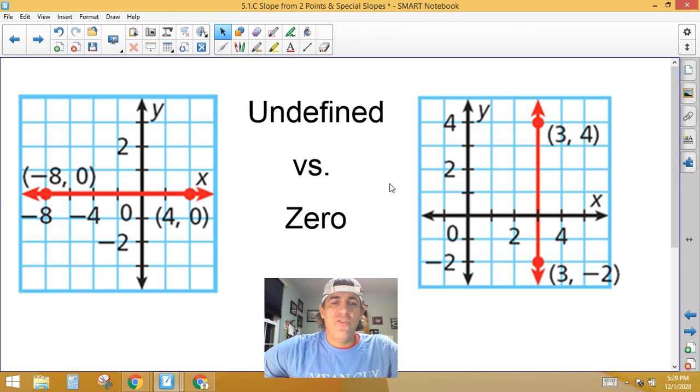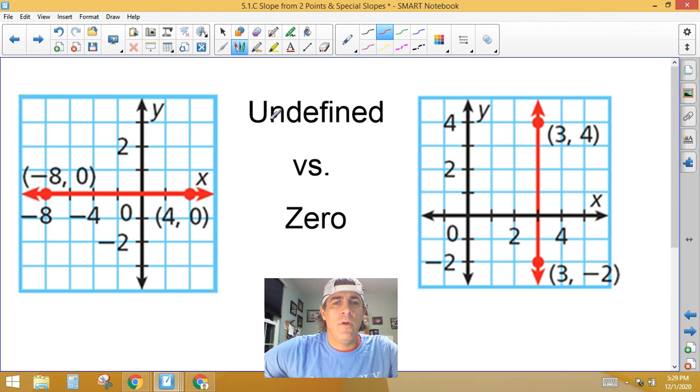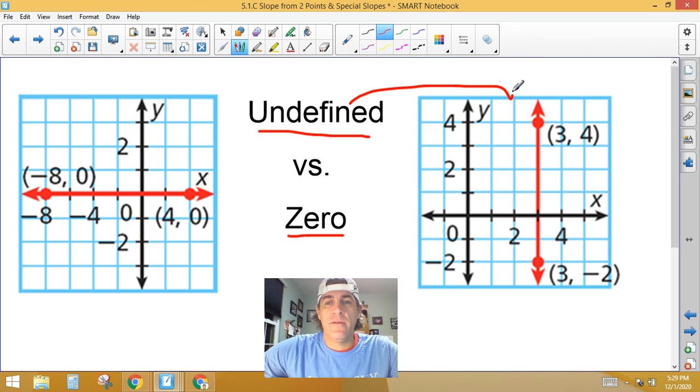Undefined versus 0. Again, I'm really trying to make this point clear. Which one of these is undefined? Great, undefined goes to the right, 0 is to the left. Not always, but in this case.